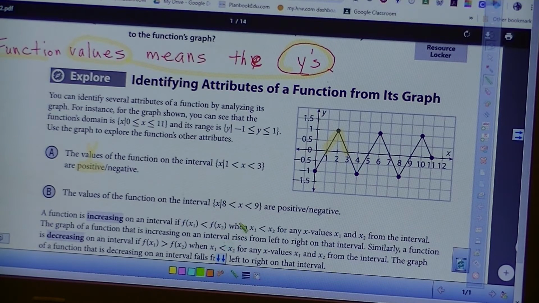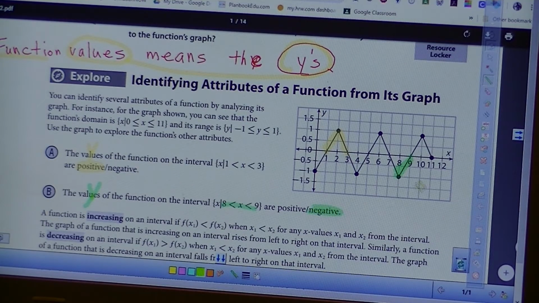Let me change colors; let's go to green. The next one says the values, again, that is code for y, the y's of the function on the interval from 8 to 9. So where's 8 to 9? It's this section here, starting at 8 and going to 9. From 8 to 9, are the y values positive or negative? All of them are below the x-axis, so they are negative.